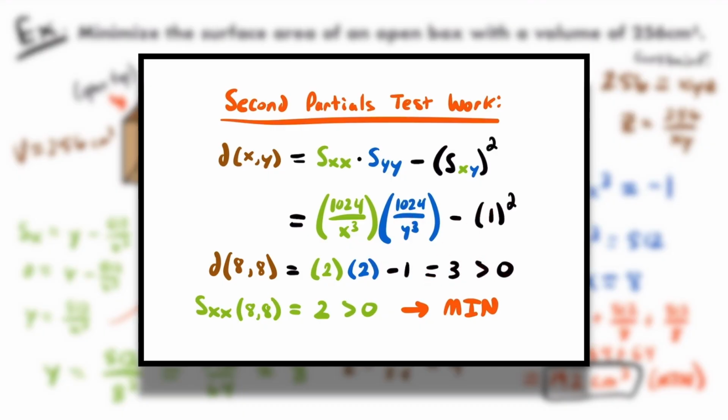And 3 is bigger than 0, so then we also have to check the second partial derivative with respect to x twice. We evaluate that at x equals 8 and y equals 8, which will give you 2, and 2 is also greater than 0, and so when both D and the second partial derivative with respect to x twice are positive, that results in a minimum for those x and y values. Okay, so it checks out. The surface area that we calculated using x equals 8 and y equals 8 was a minimum.